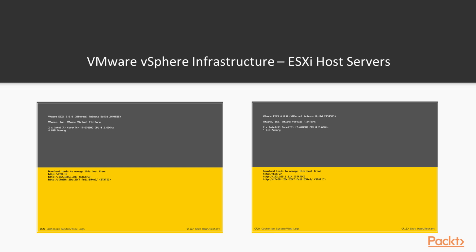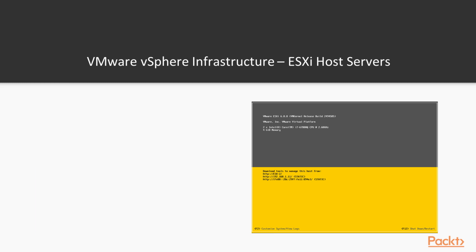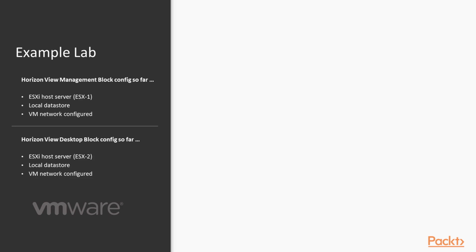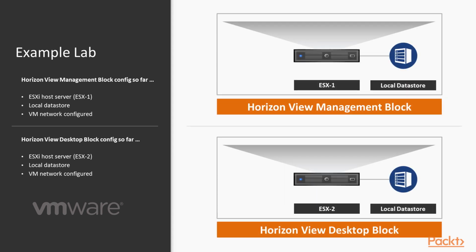Here we can see that we have our two ESX hosts built and already configured. One's called ESX-1 and the other ESX-2. With the ESX host servers now installed and configured, the example lab is starting to take shape, and it looks something like the diagrams you see on the screen now.